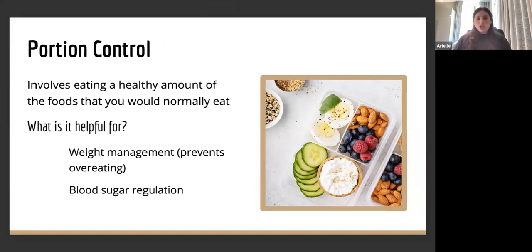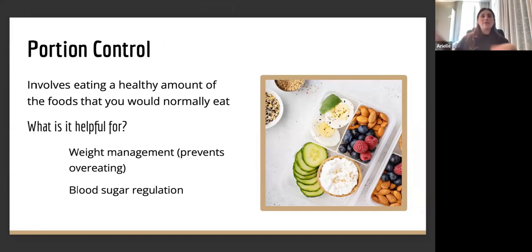So why is portion control involved? It involves eating a healthy amount of the foods that you would normally eat, but it's helpful, like I said, for weight management. It prevents overeating, but it also helps with blood sugar regulation, specifically when we talk about carbohydrates. So portion control is really, really important.